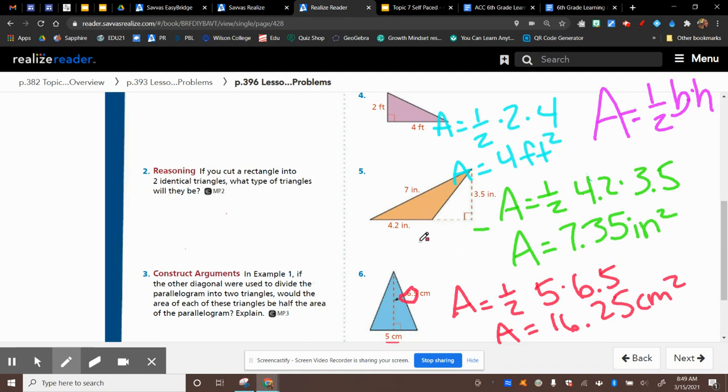Okay, I hope that that has shown you how to find the area of a triangle. You are going to work on some practice problems now, and if you aren't sure, make sure you ask for help.